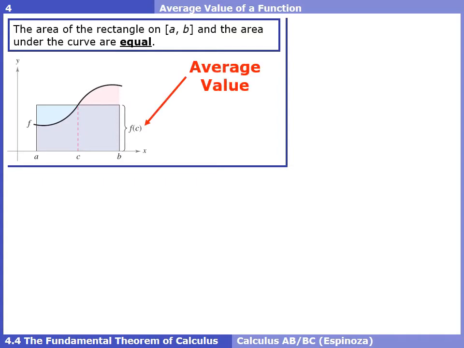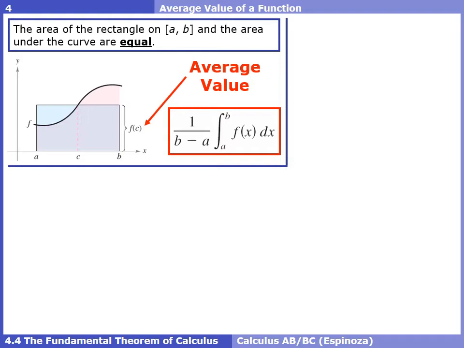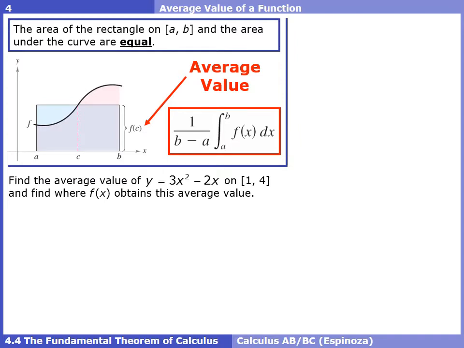And when we're talking about average value, we're talking about the height of the rectangle that would have the same area as the area under a curve. And to find that value, it's just the integral from A to B of f of x dx, which finds the area under the curve, and then you're going to have to multiply that by 1 over the difference of b and a. So let's go ahead and try to apply this little formula here and find the average value of this function from 1 to 4, and also where it obtains that average value.